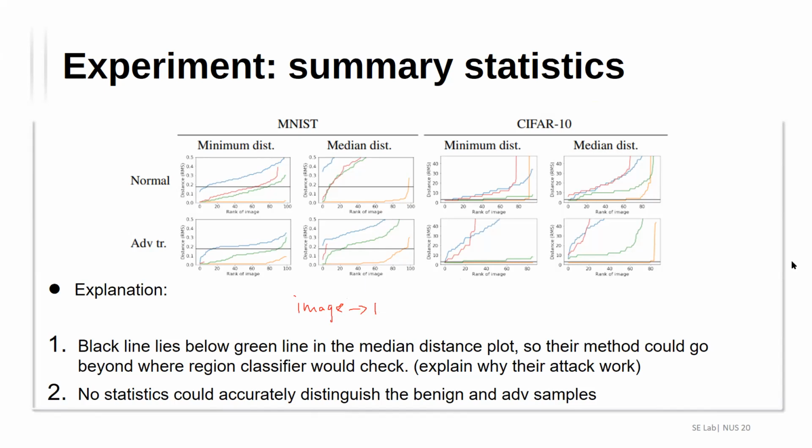I guess they originally tried to find a threshold in this class that distinguishes between benign and adversarial samples, but they failed to do that. Let me read these images. The black line is the median. If a sample is above the black line, it means the adversarial sample can compromise the region classifier. The larger the number, the higher the line, the more likely the method can compromise the region classifier. The red line is FGSM, which disappeared after the adversarial training.